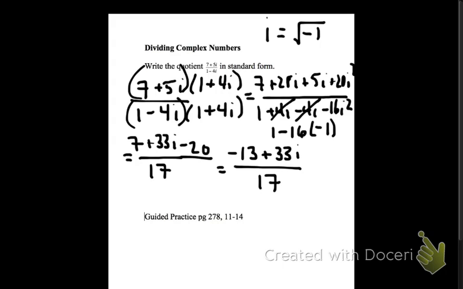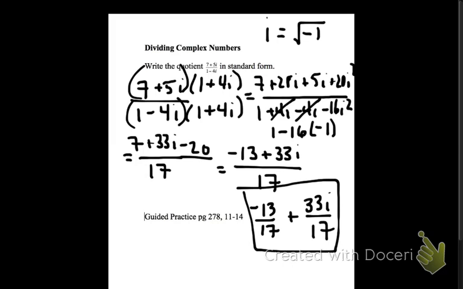Now to write it in standard form, as we've seen before, we need the real part first, and then we need the imaginary part second. So to do that, I'm going to write it as -13/17 plus 33i over 17. That gives me a clear real part and a clear imaginary part in standard form.